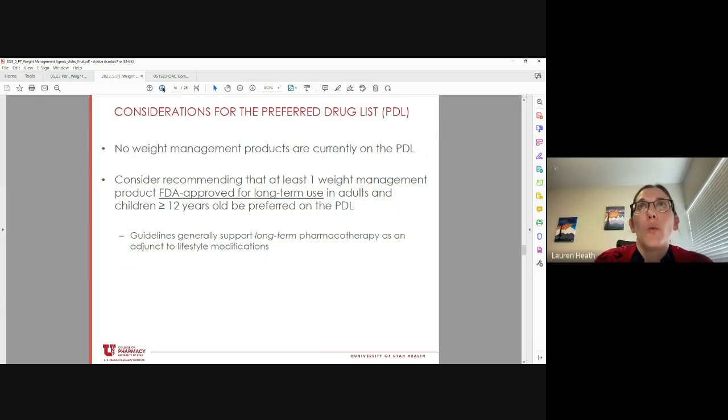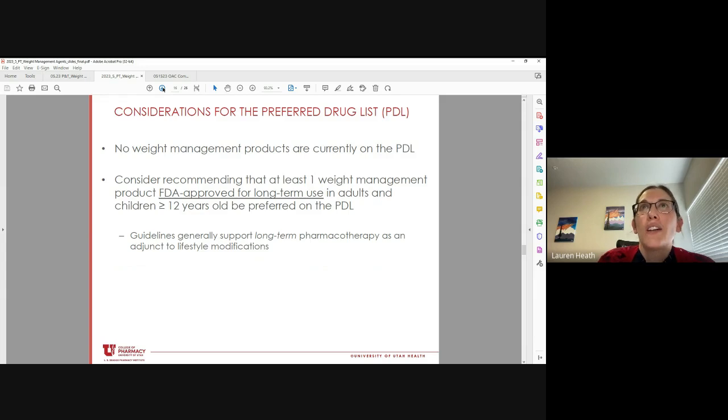None of the weight management products are currently on the Utah Preferred Drug List or PDL, since historically Utah state rules have not permitted Medicaid coverage of drugs for weight loss. The PDL does include liraglutide and semaglutide as the lower dose formulations approved for the treatment of type 2 diabetes. In particular, Victoza containing liraglutide is a preferred product and Ozempic containing semaglutide is non-preferred.